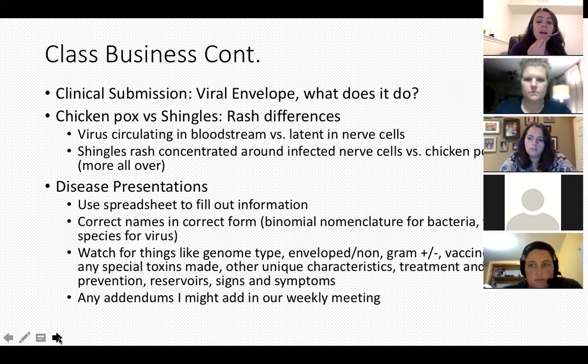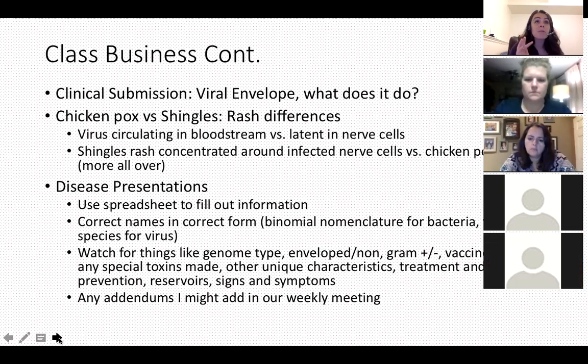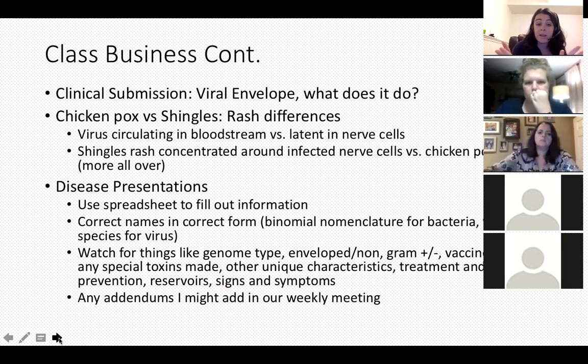Okay. Just wanted to touch base on a couple things with the clinical submission. So the viral envelope, there were a few people who said the viral envelope is there to hold the spikes that let the virus get in. An envelope is not essential for that, right? Because non-enveloped viruses also have spikes that are responsible for helping the virus get in.